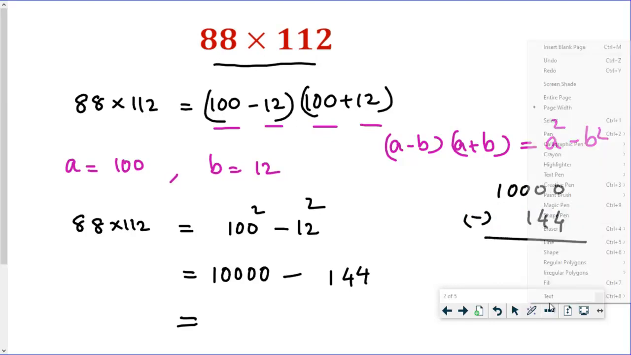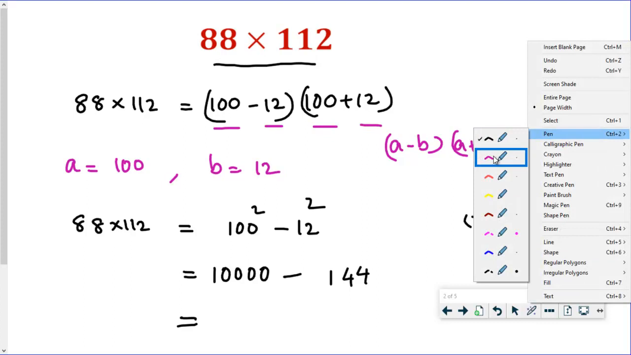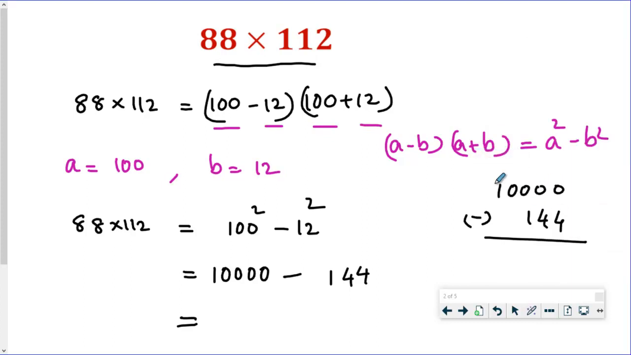If you subtract this, first 0 minus 4 is not possible, so you have to borrow 1. From the 1 only we can take, so this 1 becomes 0. Here 9, this is also 9, this is also 9, and this one is 10. Now 10 minus 4 is 6, 9 minus 4 is 5, 9 minus 1 is 8, and 9. So our answer is 9856.